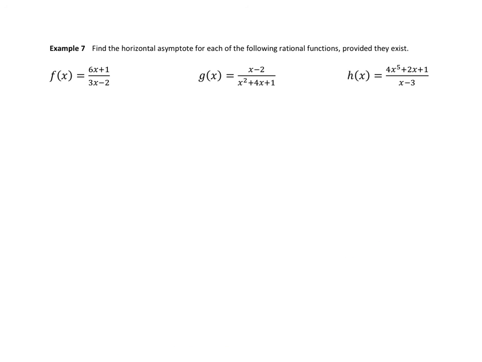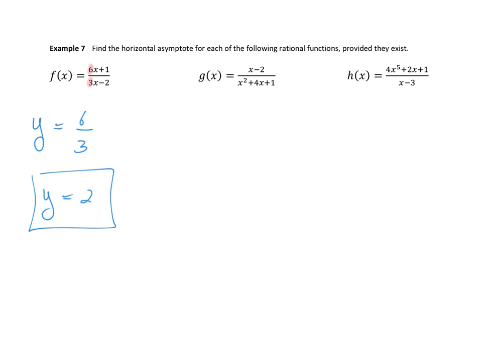For this last example, I'd like to determine the horizontal asymptote for these functions, provided they exist. We're not going to use a graph, we're just going to use this rule of taking the ratio of the highest powered x terms. In the first function, it doesn't look so bad. I see in the top I have an x to the first, and in the bottom I have an x to the first. The coefficients are a 6 and a 3. So according to this rule, the horizontal asymptote is 6 over 3, or simply 2.